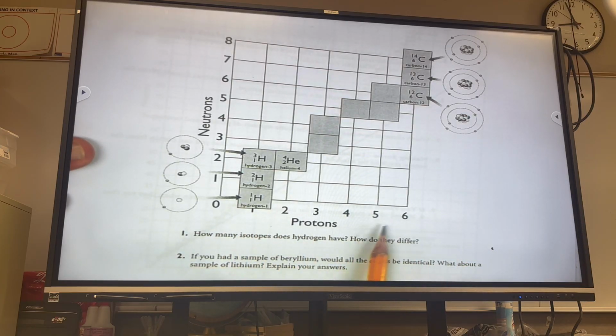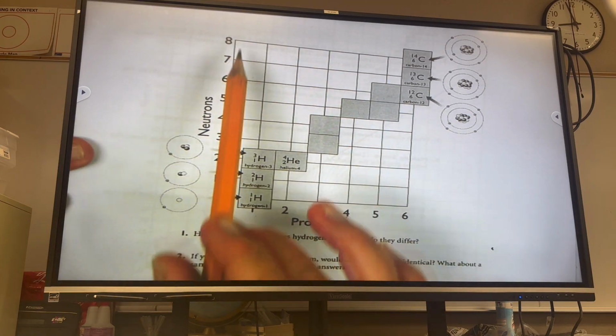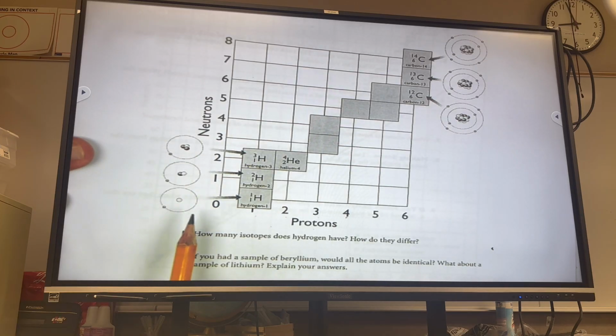On the x-axis, we have the number of protons: 1 proton, 2 protons, 3 protons, 4 protons. On the y-axis, we have the number of neutrons: 0, 1, 2, all the way up to 8. All right, and so we're filling in, and they've already done hydrogen and helium for you.